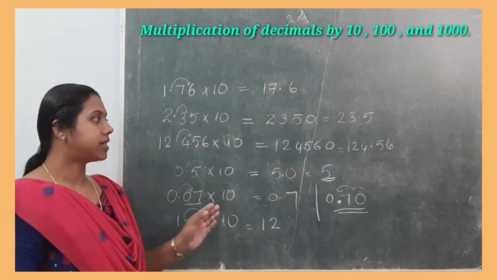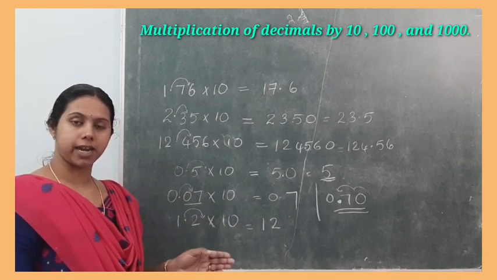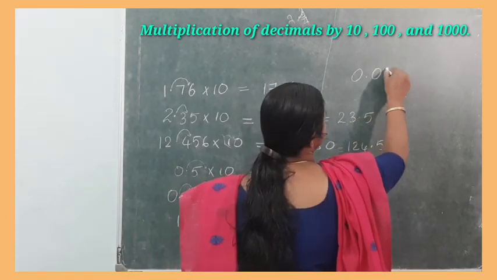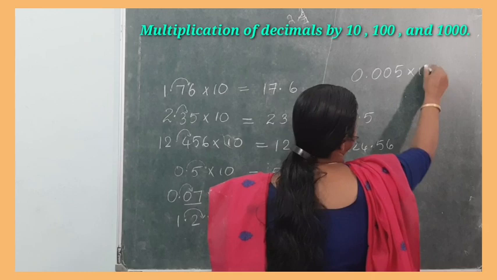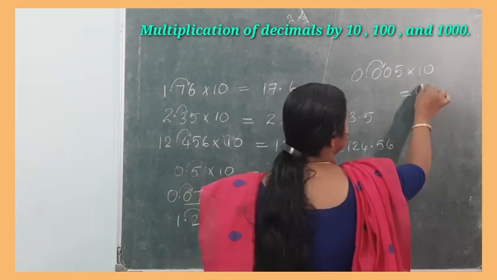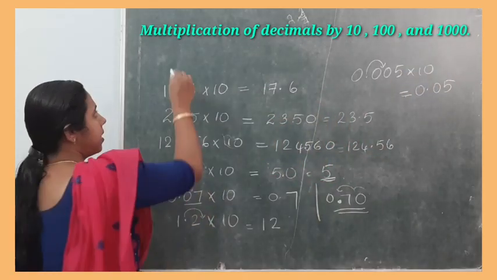So very easily you can multiply a decimal number by 10. For example, 0.005 into 10. What is the answer? It will move 1 place to the right, so 0.05.